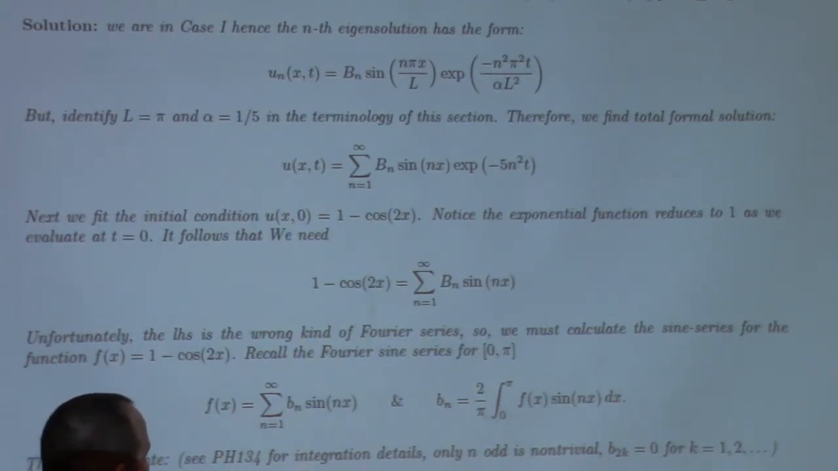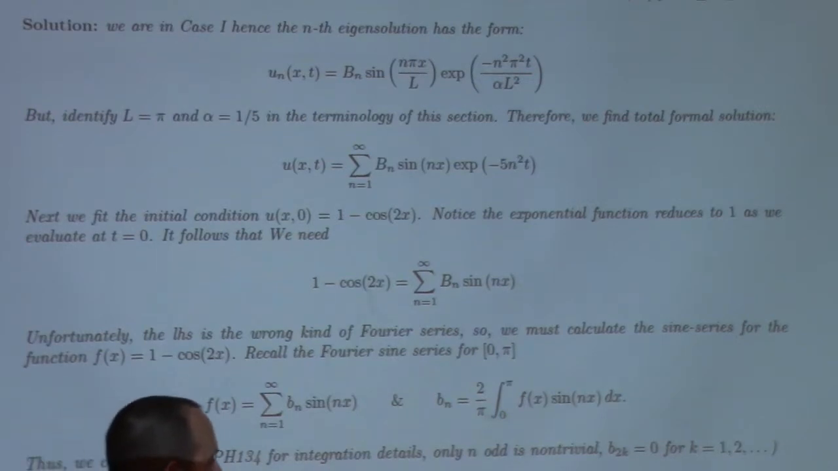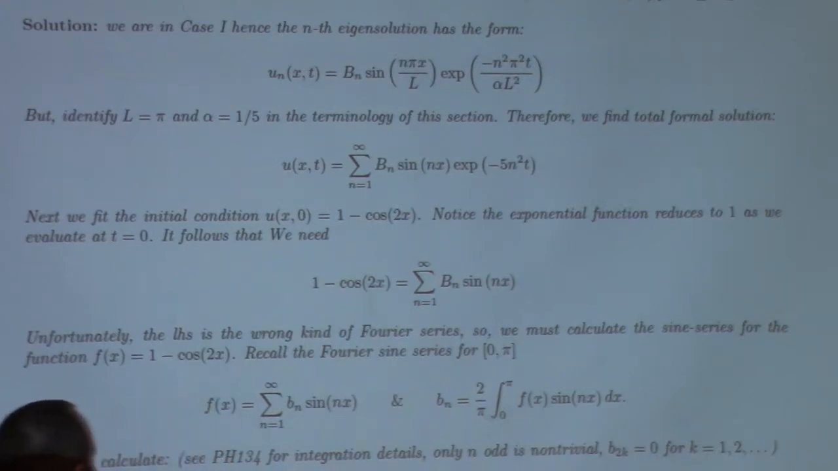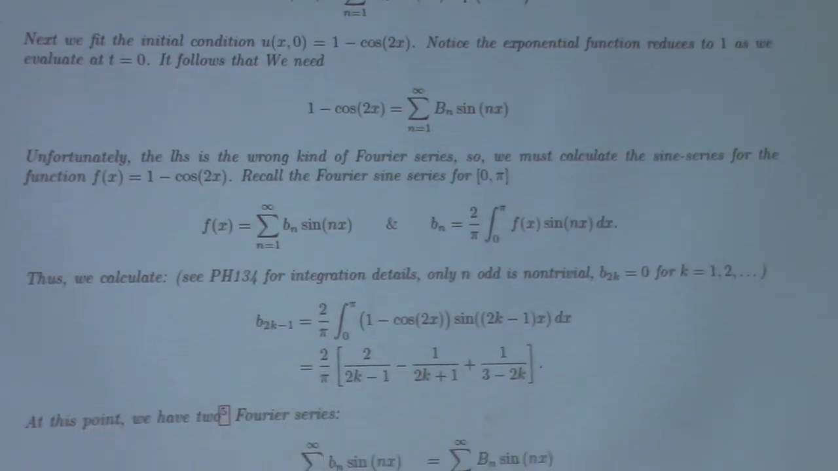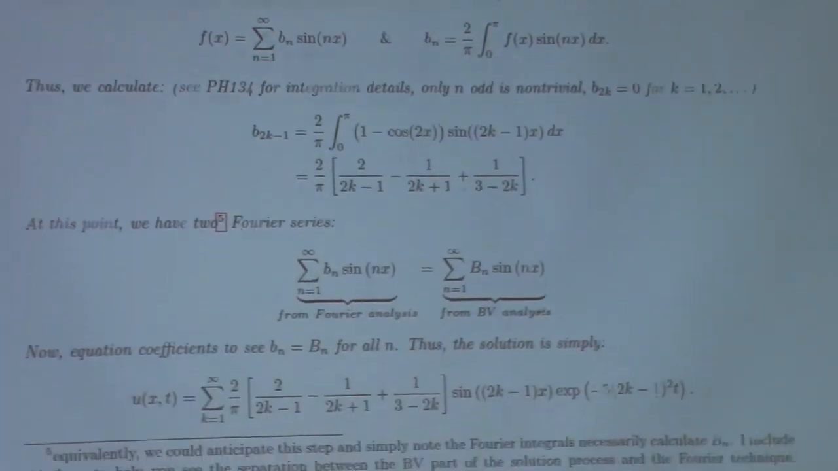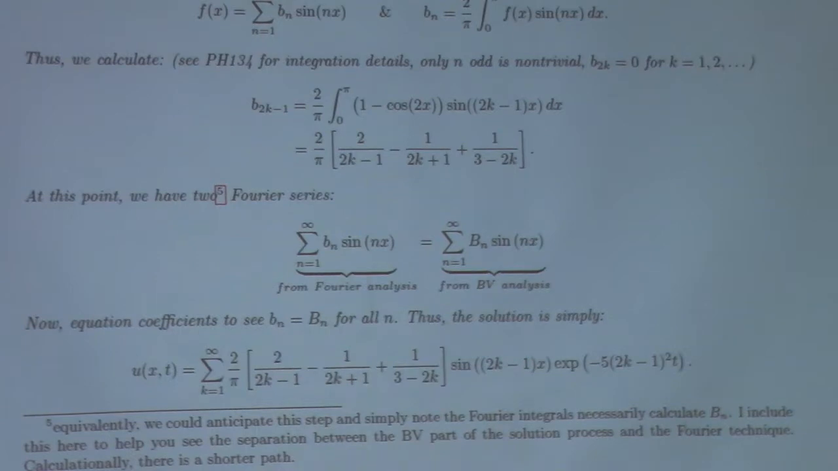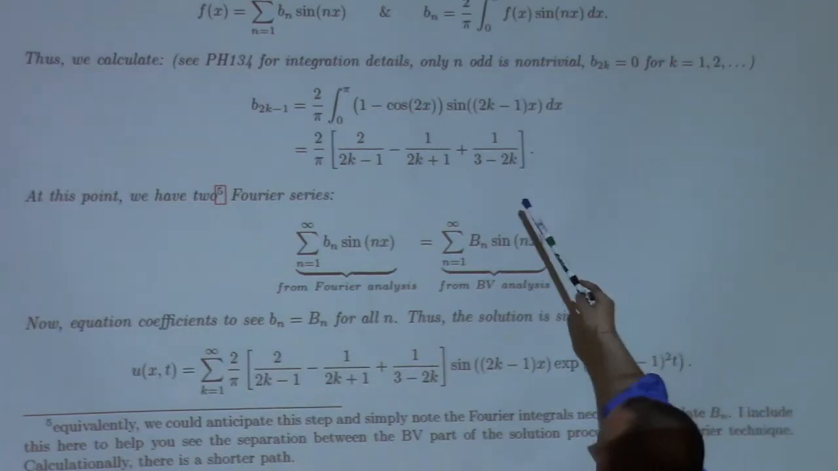First of all, I observe that 1 minus cosine 2x is an even function, and that implies that the b_2k are equal to 0. You can see pH 134, which is posted on my website, for the details of that integration. But this is the non-trivial part. I have to integrate 1 minus cosine 2x times sine of (2k minus 1)x, and when you do that, you get that lovely bit right there.